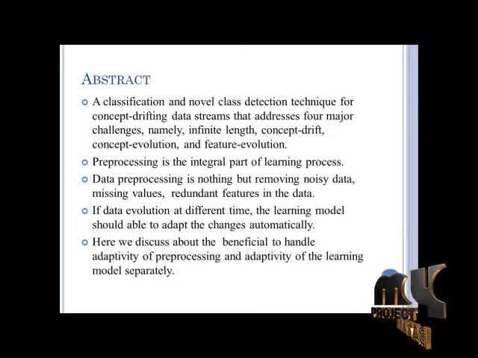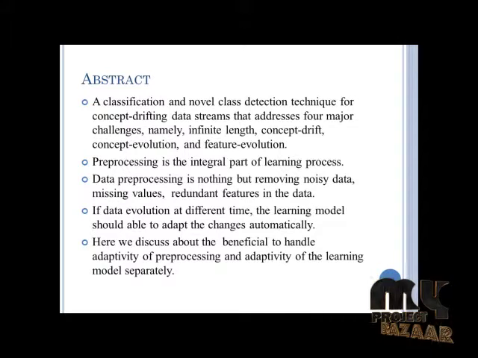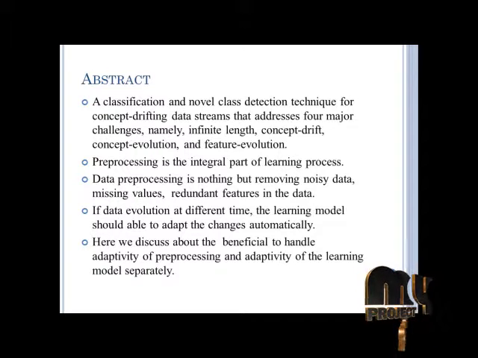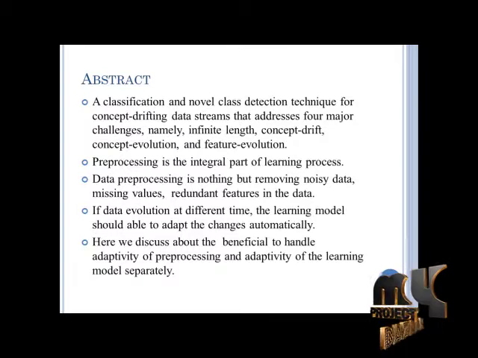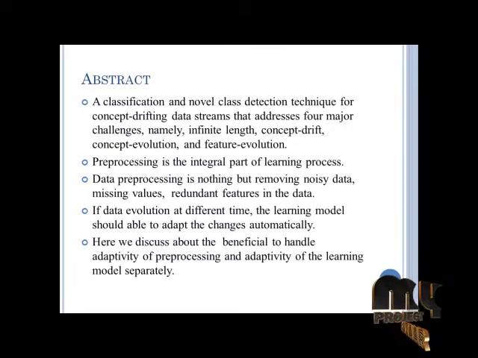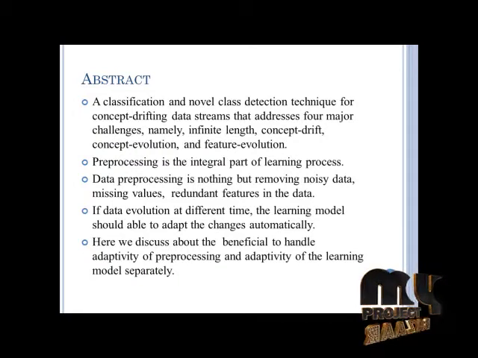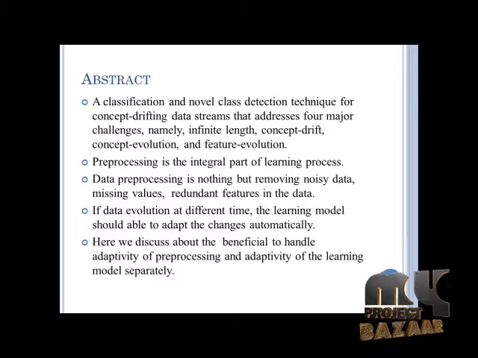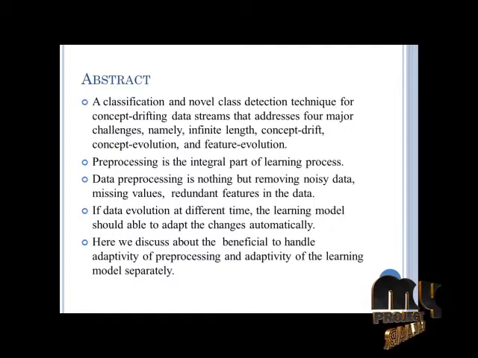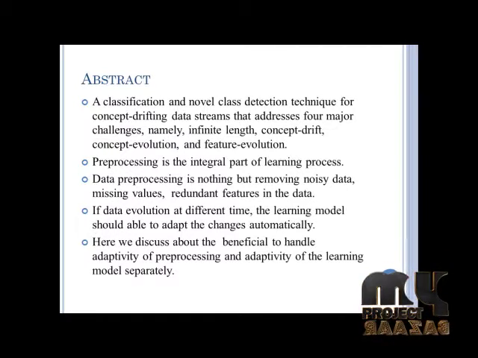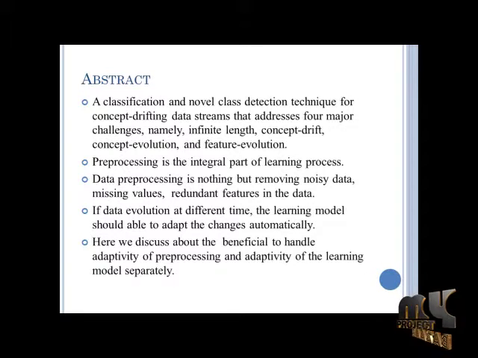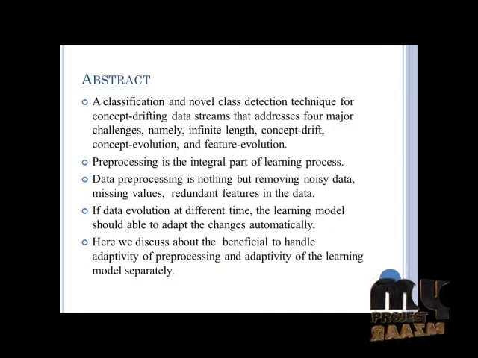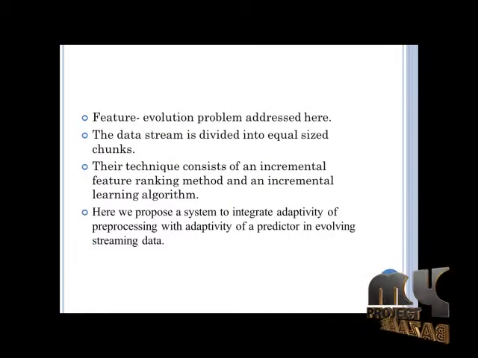Pre-processing is an integral part of the learning process. Data pre-processing is nothing but removing noisy data, missing values, and redundant features in the data. If the data evolves at different times, the learning model should be able to adapt to the changes automatically. Here we discuss the benefit of handling adaptivity of pre-processing and adaptivity of learning models separately.